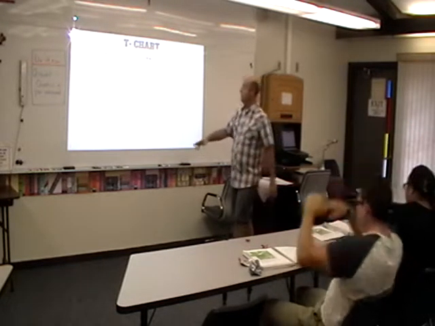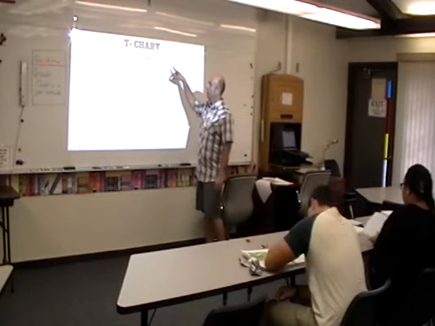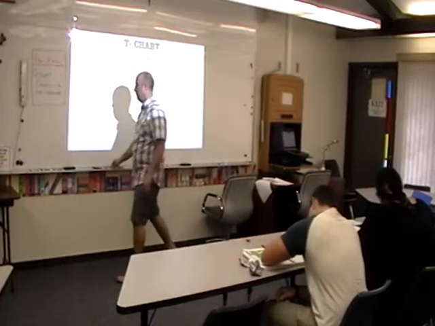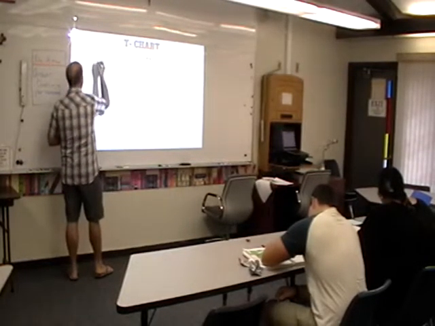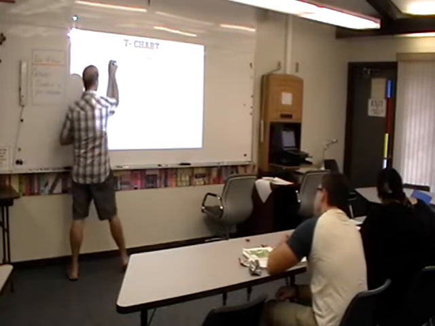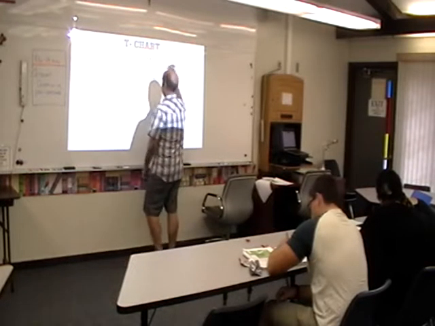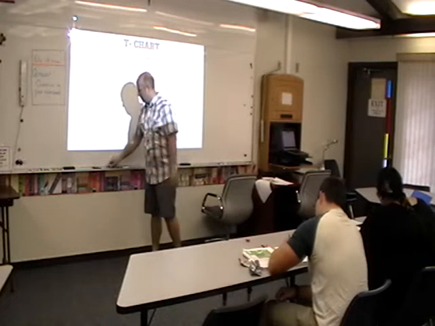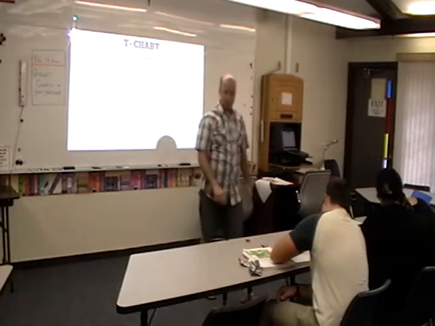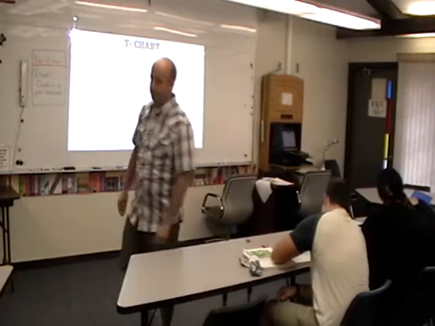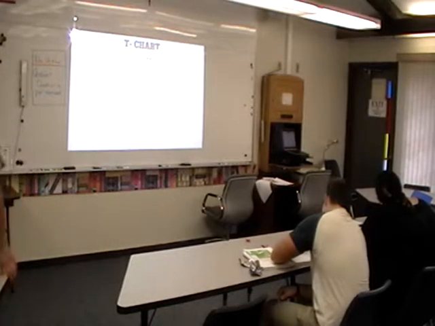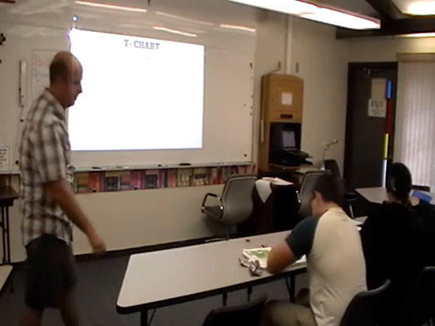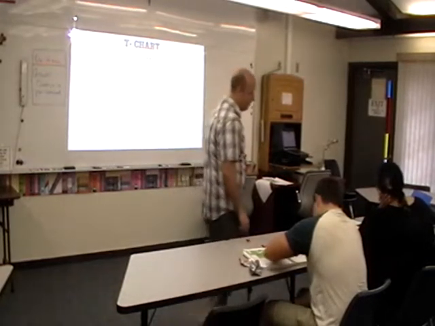So on the top, you're going to write T-chart. And you're just going to draw a line, just like here, just across the top, and just down the middle, which is going to make 2 columns. This is how I want you guys to take notes for this next section. Just like that. Okay.